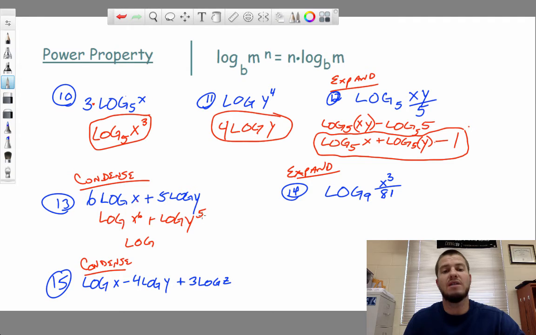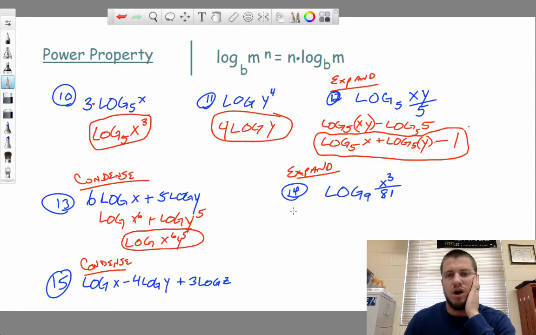log of y raised to the fifth. And now I can combine them into one log of x to the sixth times y to the fifth. And now it's written as a single log there. So go ahead and try to do these two, 14 and 15.